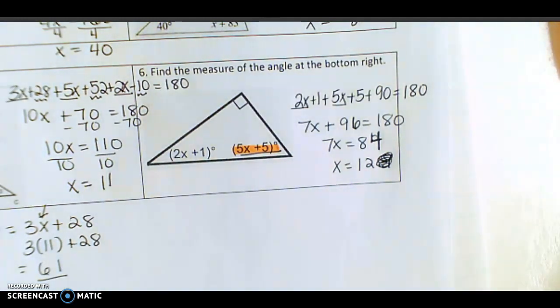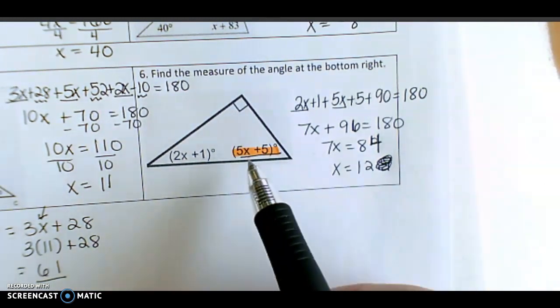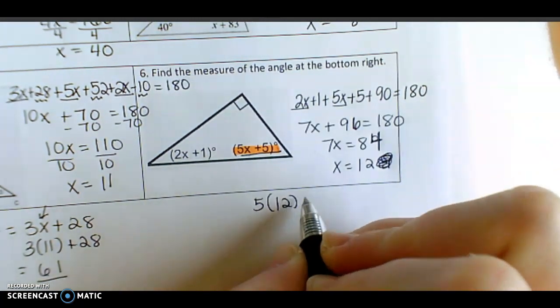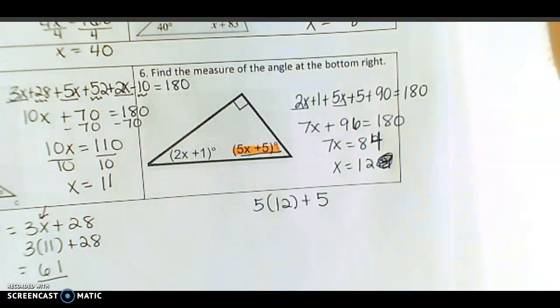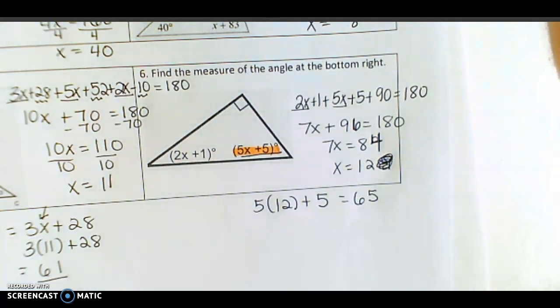So x is 12. It does want us to find the measure of this angle. That means that 12 has to go in the place of x. So I'm going to have 5 times 12 plus 5. You get 65. And then that's our answer.